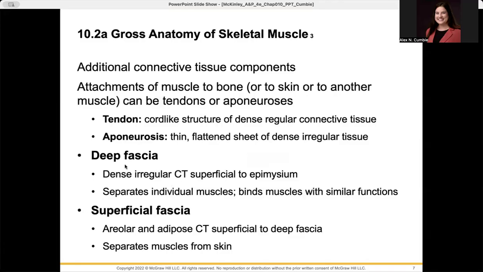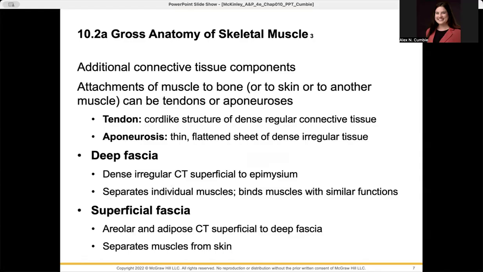Deep fascia, okay, so this is deeper in the body, not towards the surface, is going to be lying right next to epimysium. So remember, epimysium is what covers that entire muscle group. It covers all of those fascicles. And so this is sitting on top, this deep fascia made of dense irregular connective tissue, very similar to the aponeuroses. And what it's going to do is separate individual muscles from each other.